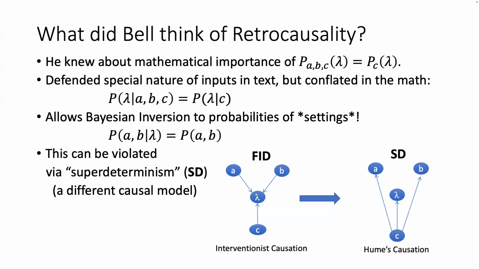This is super determinant. That's the difference. The difference is what's causing what. And notice what is being caused here is your setting choice. Now, there's all sorts of problems with that.